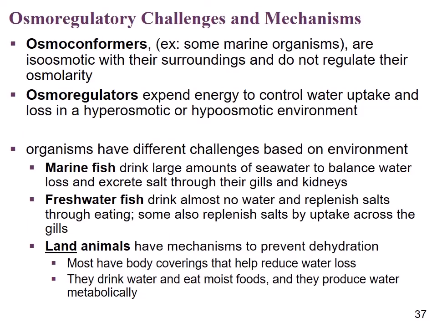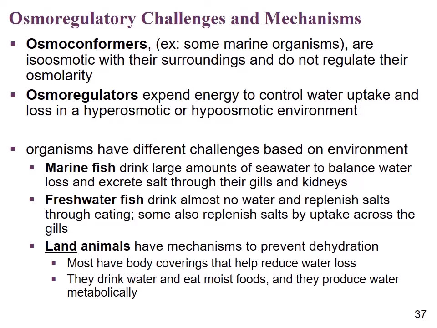So organisms can either be osmoconformers or osmoregulators. Osmoconformers are going to be isoosmotic with their surroundings and do not regulate their osmolarity, whereas osmoregulators are going to have to spend energy to control their water uptake and water loss in either hyperosmotic or hypoosmotic environments. Organisms have different challenges based on the environment they live in.